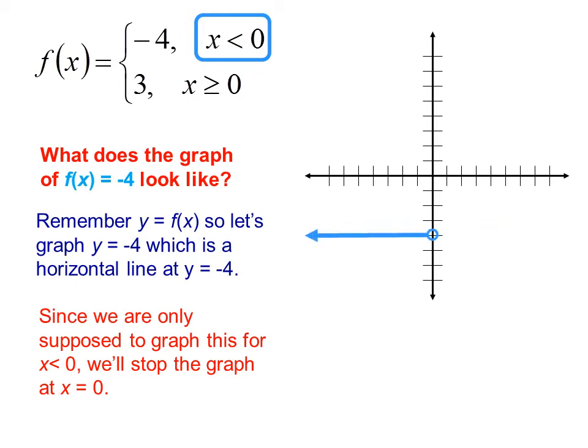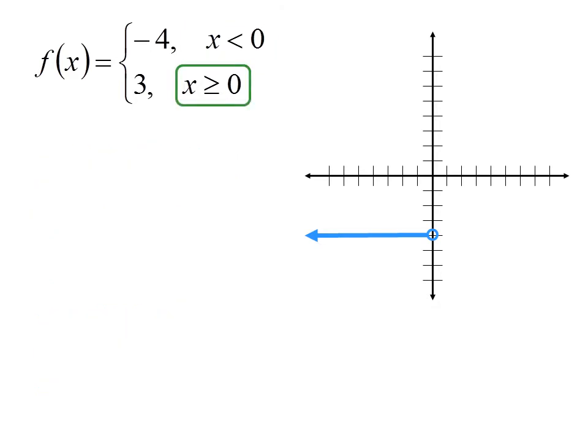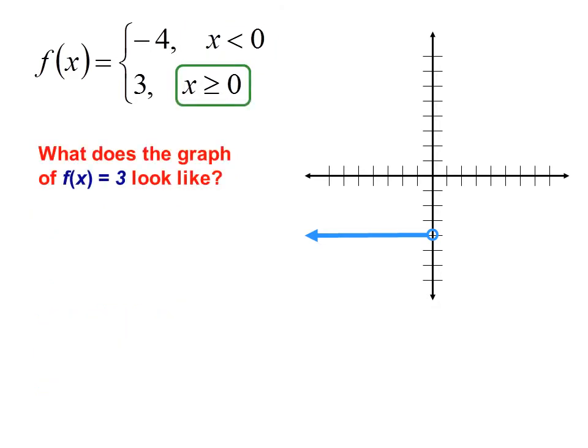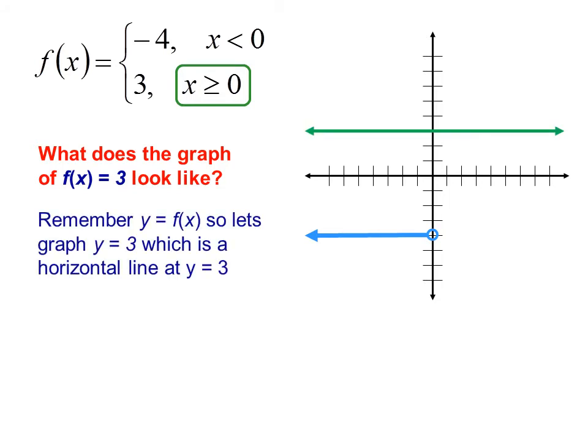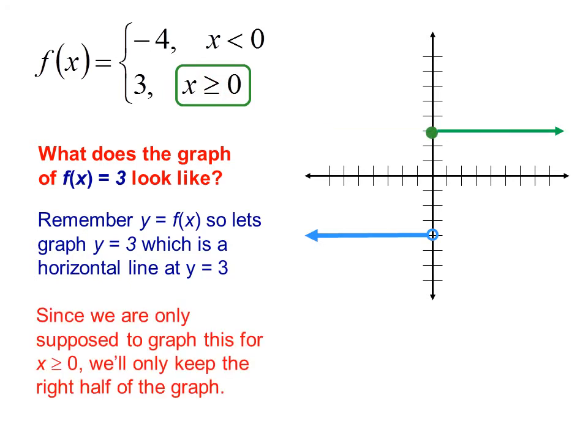Now let's take a look at the next subdomain. Anything greater than or equal to 0, we're going to use the function f of x equals 3. Very similar to the last example, f of x equals 3 is going to be y equals 3, so it's a horizontal line right at y equals 3. Are we going to use an open or closed circle here? Notice how our symbol is greater than or equal to, so we're going to use an actual closed circle right at x equals 0. So the line looks like this. So this is what the piecewise function looks like for the function above.